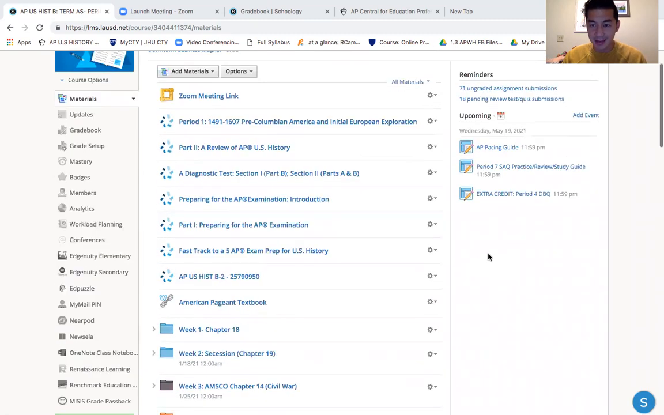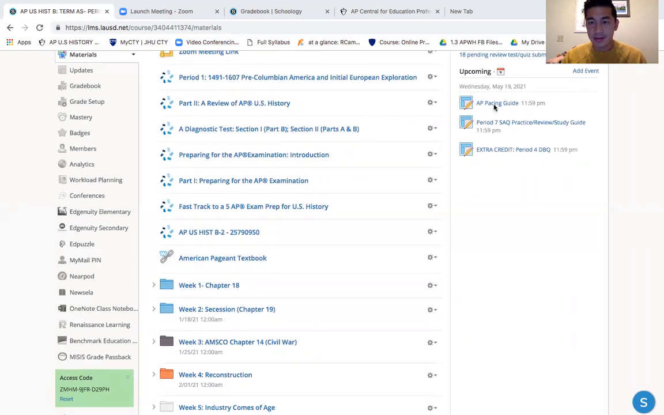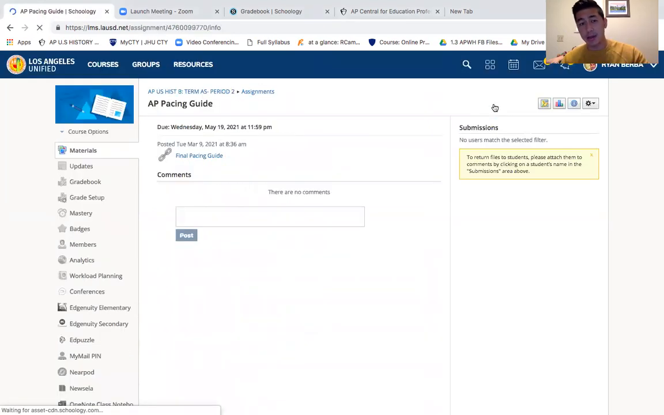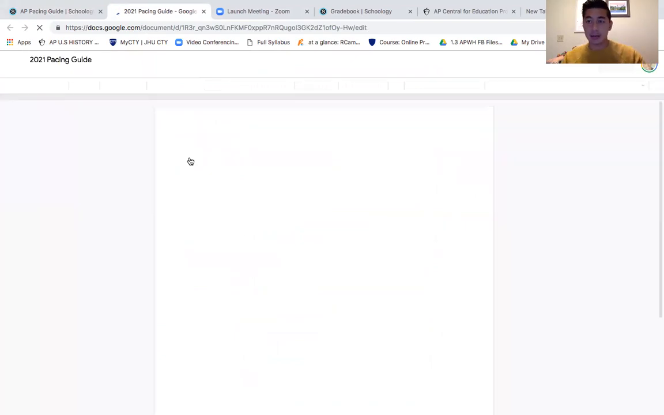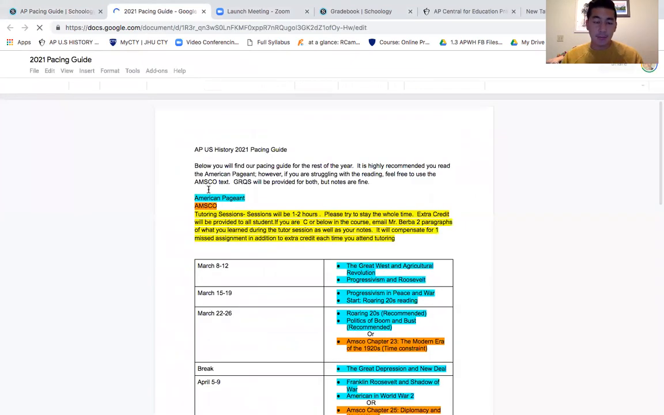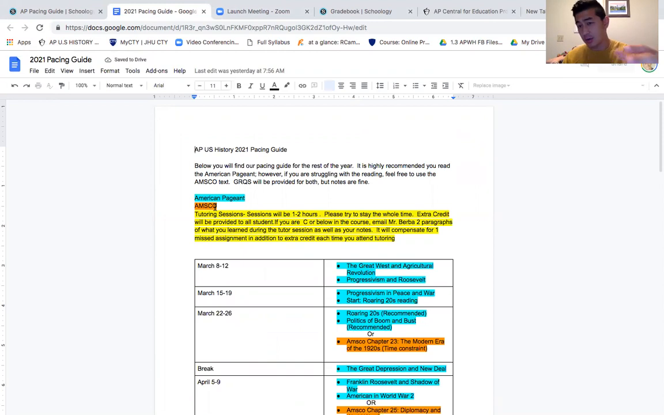Let's take a look at our pacing guide. Here it is. So there's a couple changes that I made to this pacing guide. And guys, remember that everything for the remainder of the year is going to be on this pacing guide: what you should be reviewing, what you should be studying, AP test date, tutoring dates. So make sure that you are always updating and checking this document.